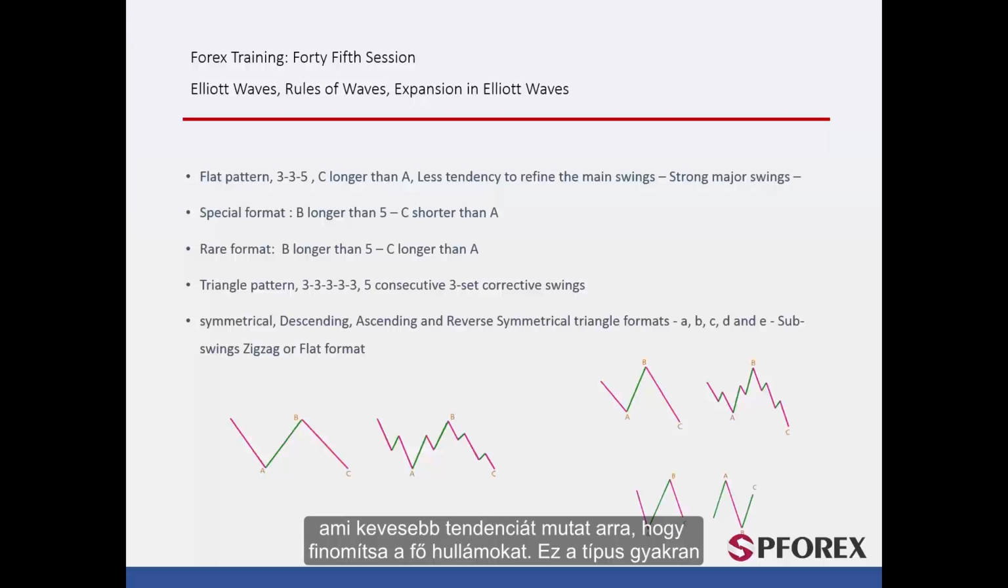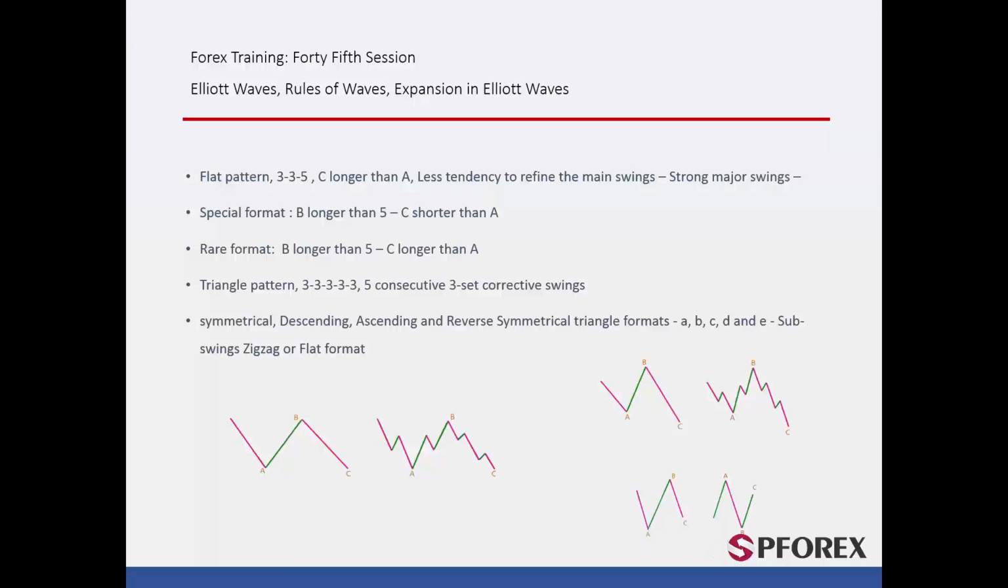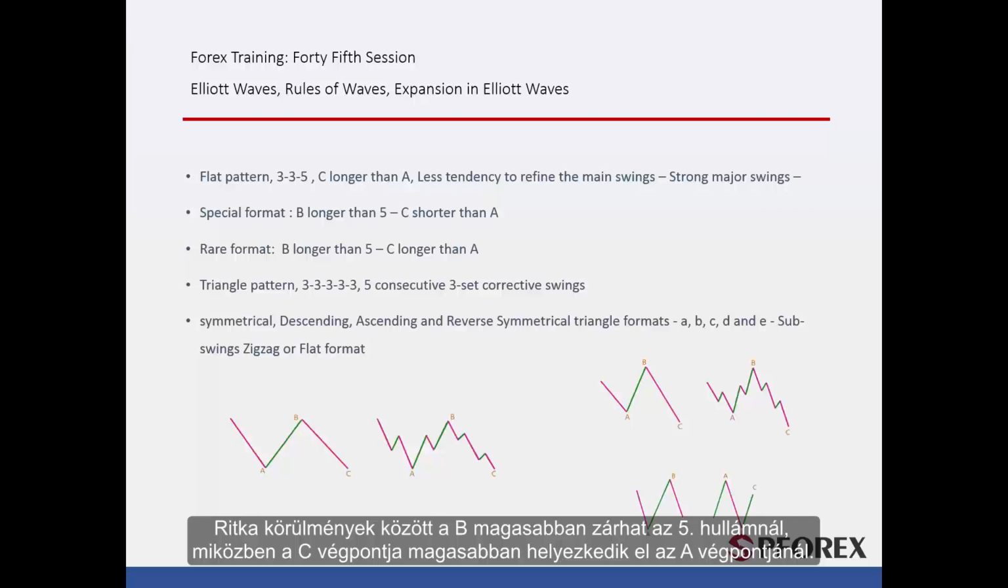Frequently, this type is after strong and vigorous latest major swings, numbers 1, 3 and 5. A special type of flat format is formed after the swing B is closed higher than the fifth swing and the swing C is lower than the swing A in a bullish trend. In rare conditions, B may be closed over the fifth swing, while the C endpoint is higher than the A endpoint.